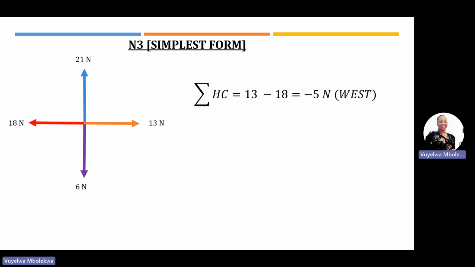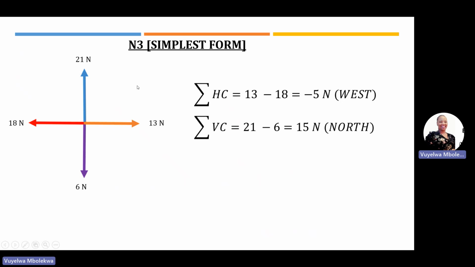Okay. So the resultant of the horizontal components is called the sum of the horizontal components. This is what I call the X force. The one force that represents all the horizontal components. So that force will be east is positive 13, west is negative minus 18. It gives us minus 5 newtons. The negative indicates it's going west. So you write there: if it's positive, it's east. If it's negative, it's west. That is now for horizontal.